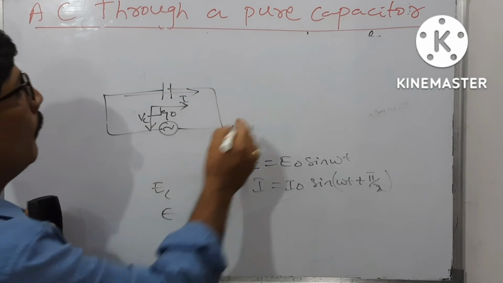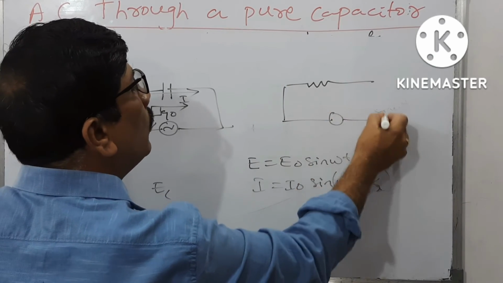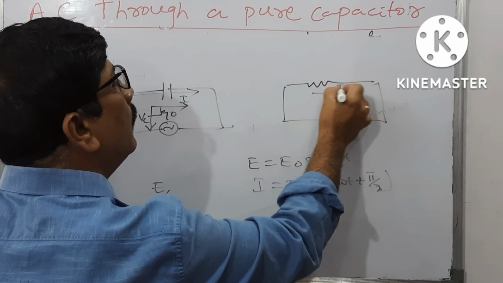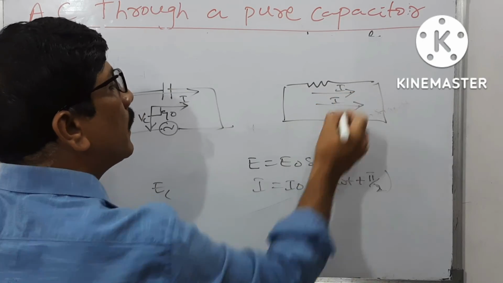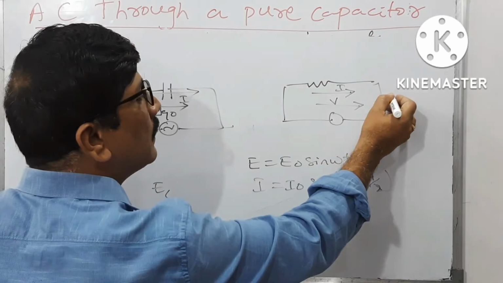So this way you can see. But in case of a pure resistive circuit, already you know, the current and voltage both are in the same direction. No phase difference. Here theta, the angle, is 0.